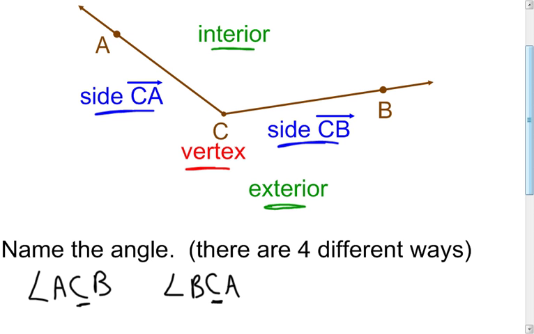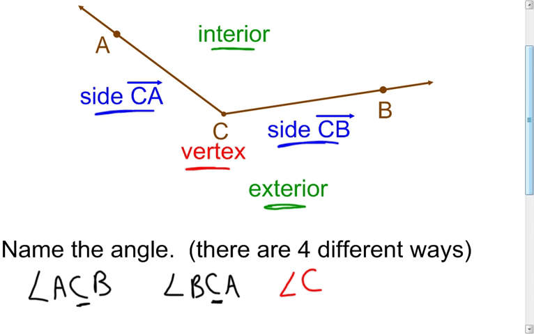Now, when there's no confusion, we can go with the shortcut approach, and we can just call this angle C. Base it off whatever the vertex is. And I'll get into an example and show you what it means when I talk about if there's no confusion.